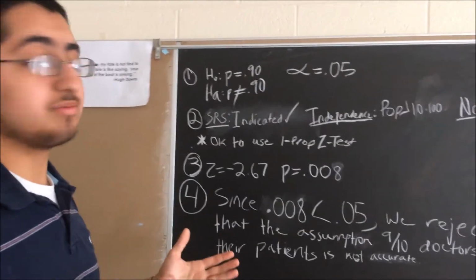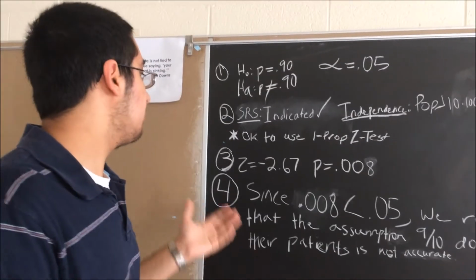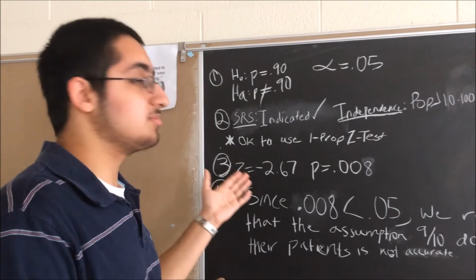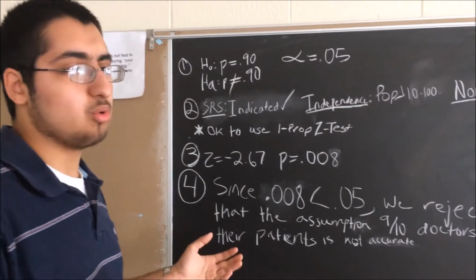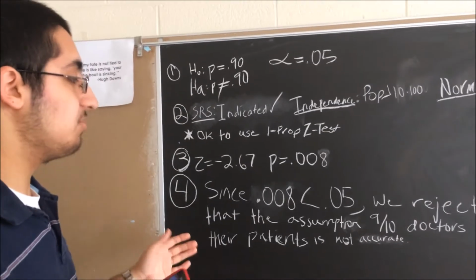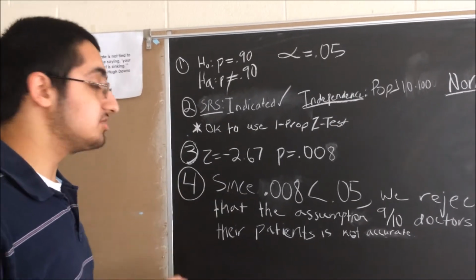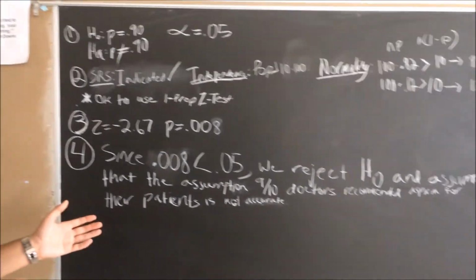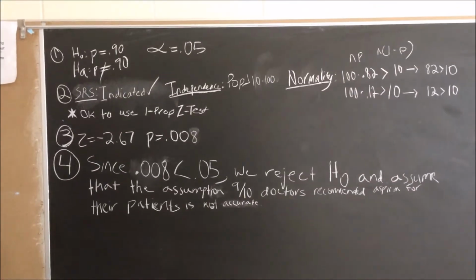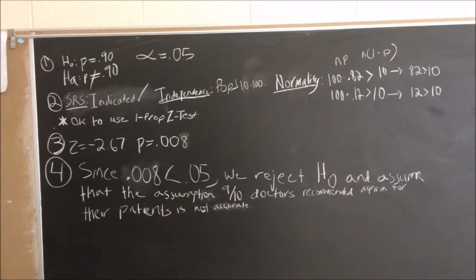And once we run a one proportion z-test in our calculators, we get z equals approximately negative 2.67, and with a probability of 0.008. And since our probability, which is equal to 0.008, is less than 0.05, we reject the null hypothesis and assume that the assumption that 9 out of 10 doctors recommend aspirin for their patients is not accurate.